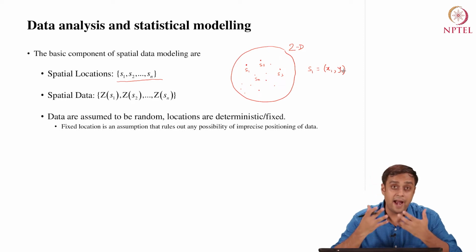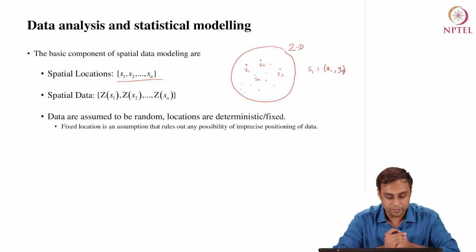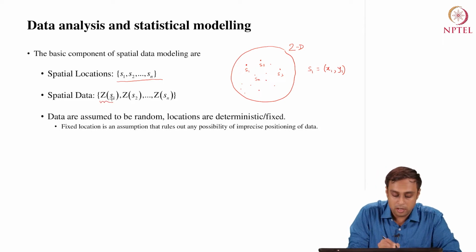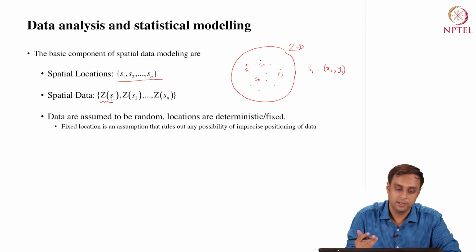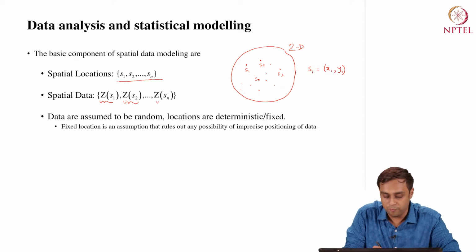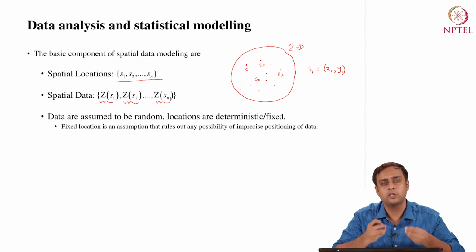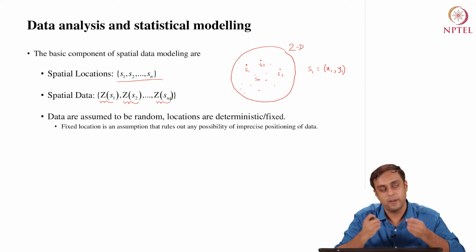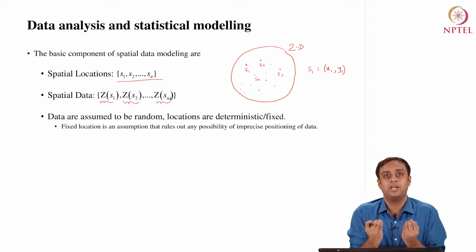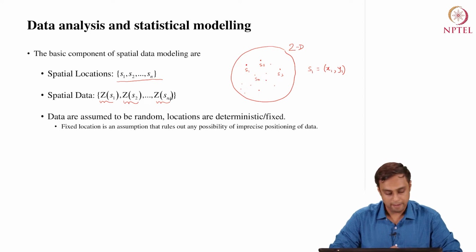And then at these locations, we actually observe spatial data. So these spatial data are then articulated as value z observed at location S1, value z observed at location S2, and so on, value z observed at location Sn. So the uniqueness or the distinctness of spatial data that is observed at different locations is derived from the virtue of the location itself. That's the basic component of spatial data analysis, right?